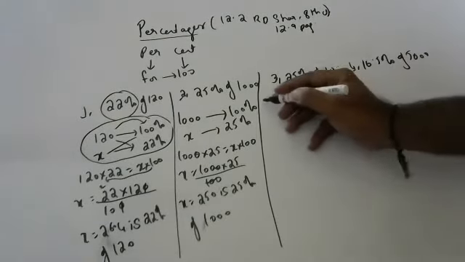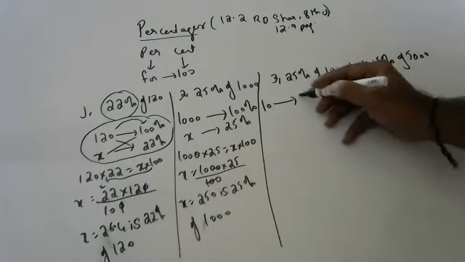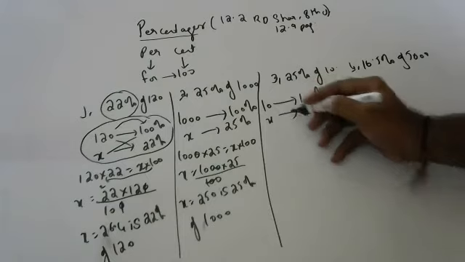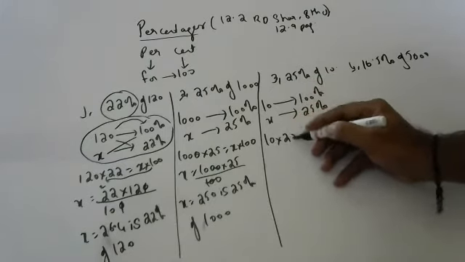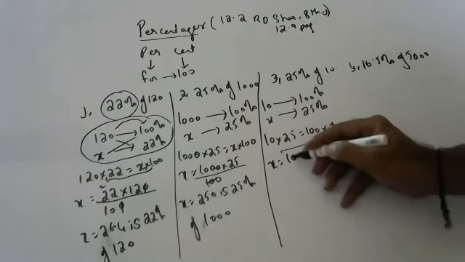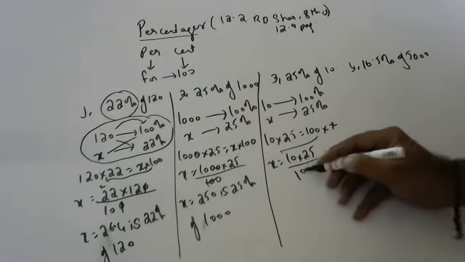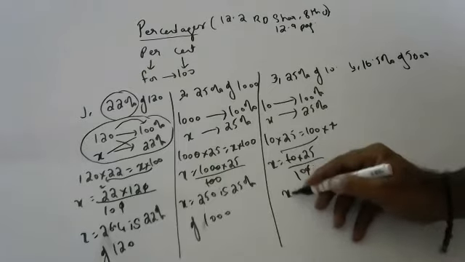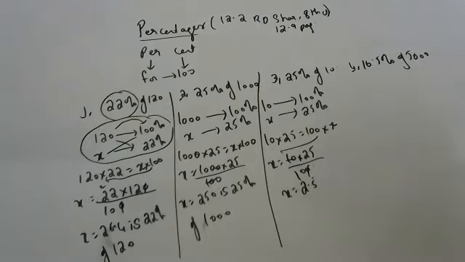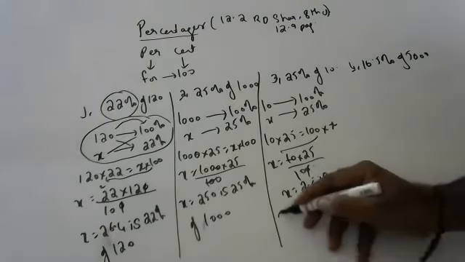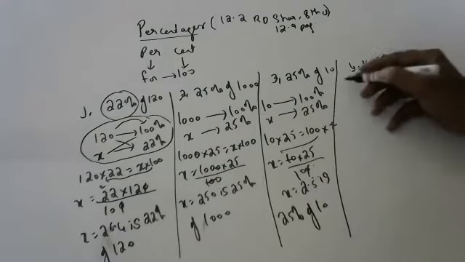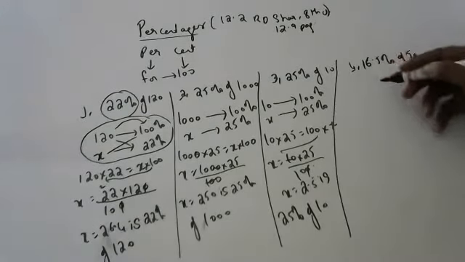Like this. Next, Pravalika, tell me how to do this. 10 is equal to 100%. How much is x, which is 25%? Cross multiplication: 10 into 25 is equal to 100 into x. X is equal to 10 into 25 by 100. How much is that? 2.5. 2.5 is 25% of 10.